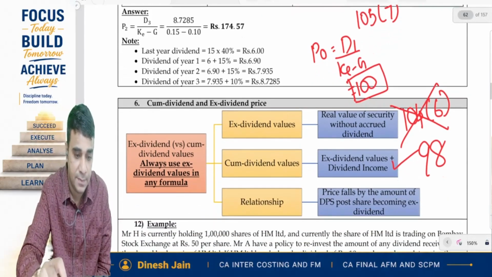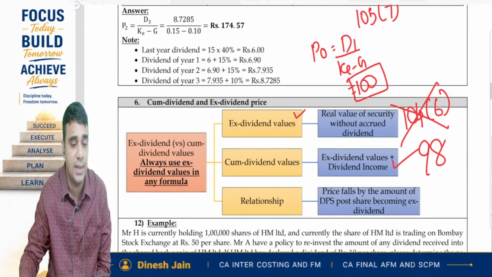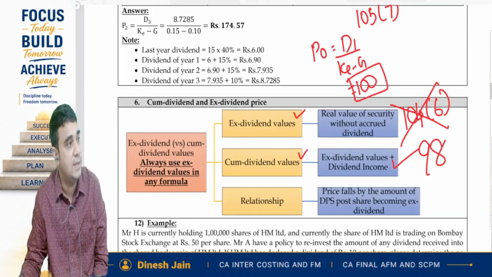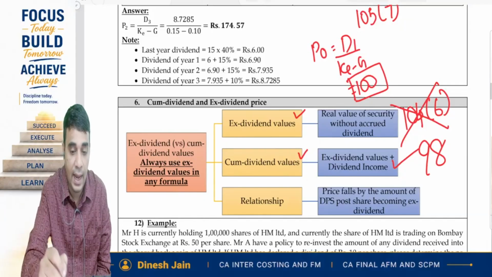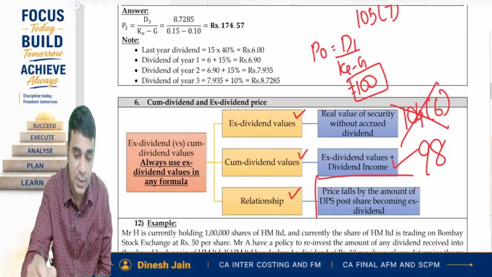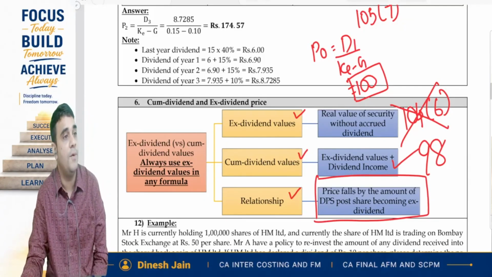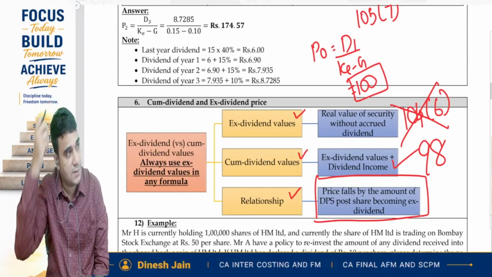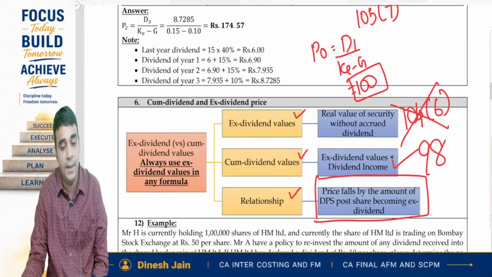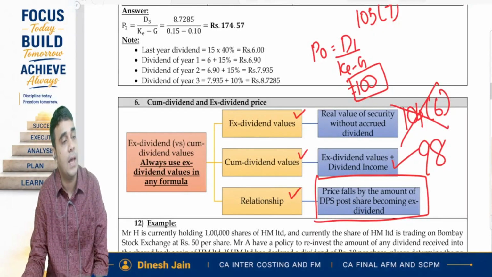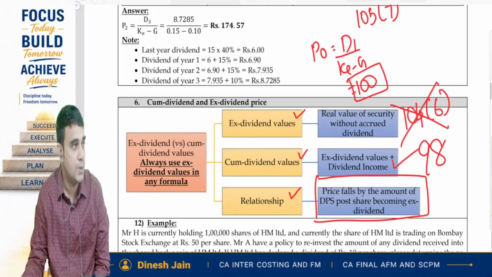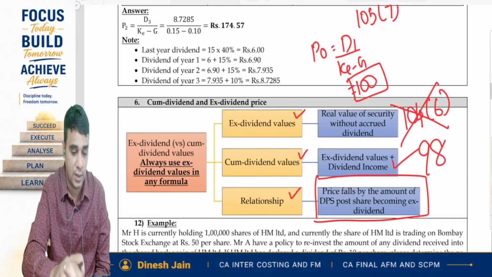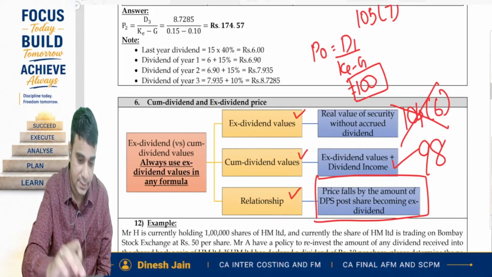So the point is, ex dividend value is the real value of the security. Cum dividend value is ex dividend value plus the dividend income, and the relationship is that the price falls by the amount of dividend per share post the share becoming ex dividend. This is also relevant for one more scenario. What is the scenario? Let's understand this.